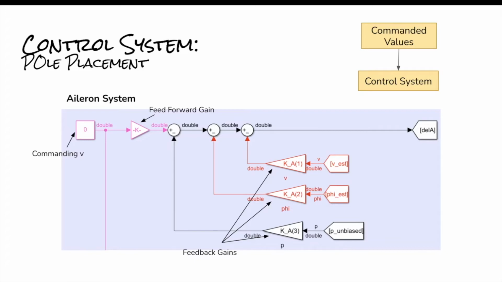So yeah, as you can see, we take our commanded values that we want. In this case, we're just commanding V to a 0, undergo feedback from the system that's occurring actively to get an aileron value for the next time step.